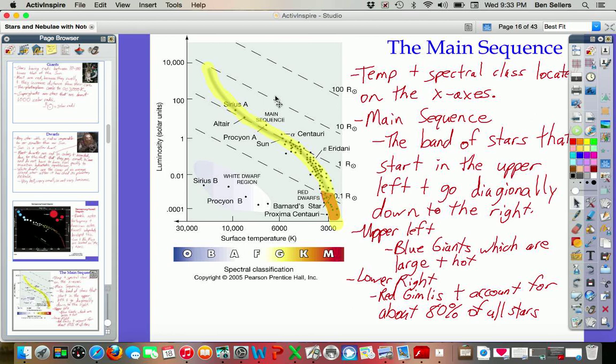The main sequence is the band of stars right here that kind of goes diagonally, kind of in a twisted way. You have in the upper left, you have blue giants, which are big and luminous and hot. Down here, you have red dwarfs, which are cool and not as bright because they're small.